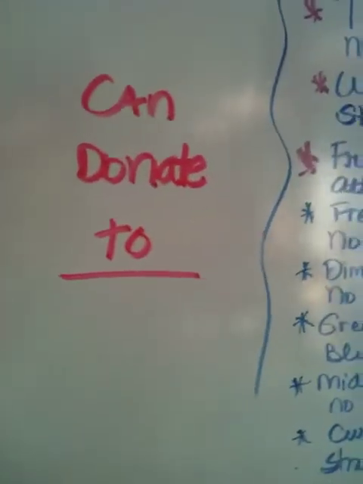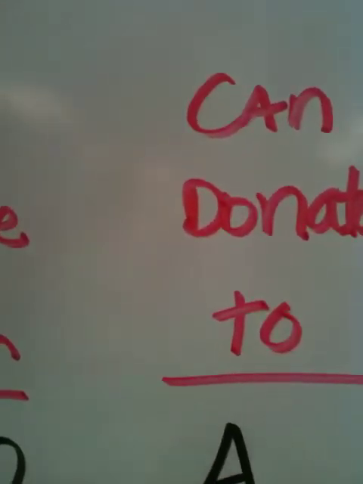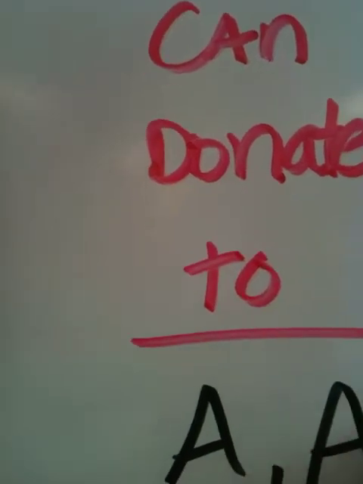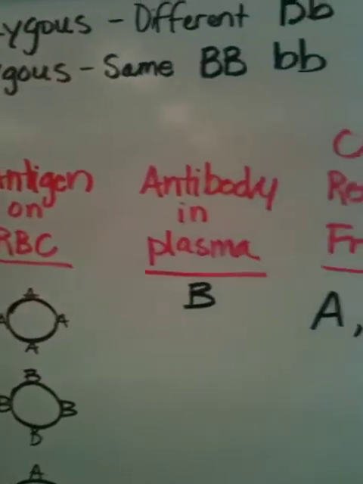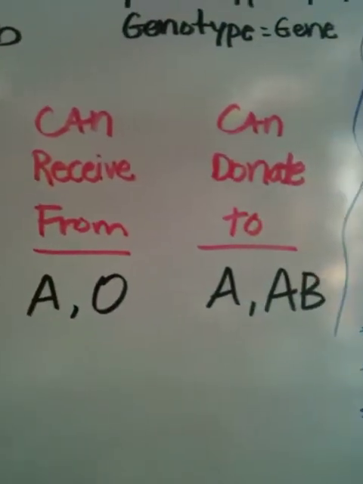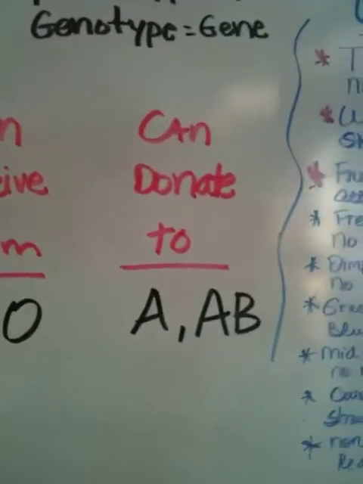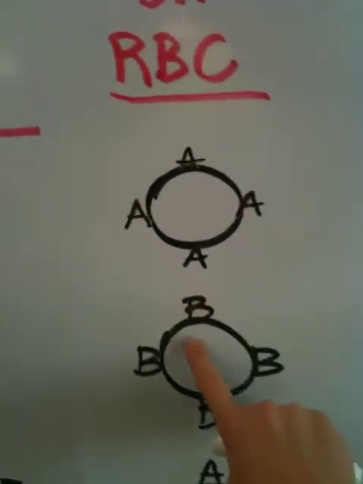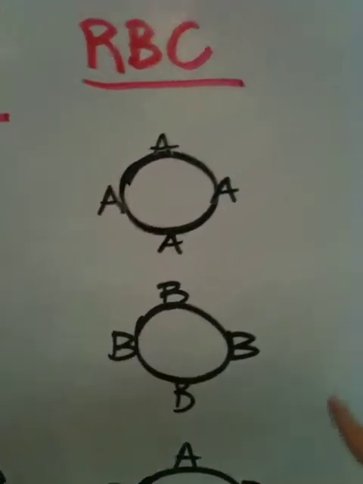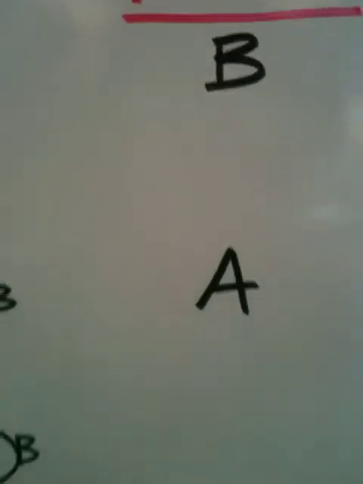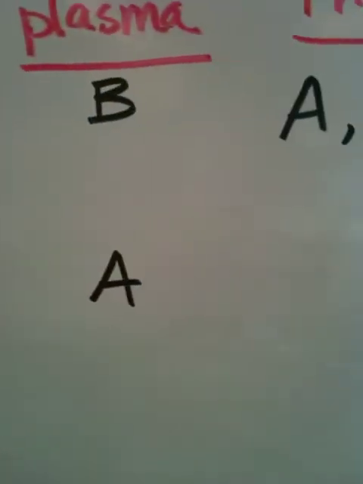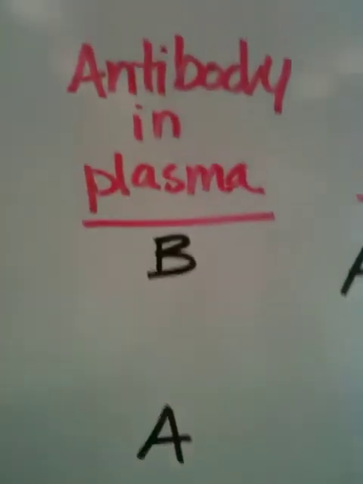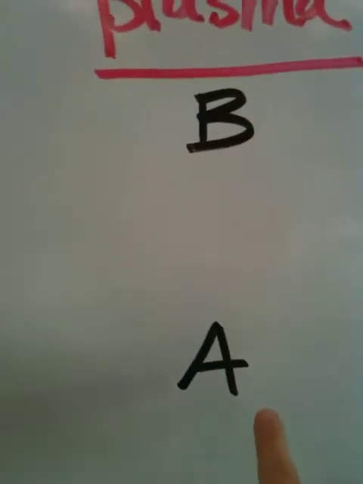The people you can donate to, well, you can donate obviously to A's, and you can also donate to AB, okay? So we'll come back to this. It'll all make sense in a minute, so just work with me here. You can receive from A and O, and you can donate to A and AB. Okay, type B. Well, he has B antigens on his red blood cell. So obviously, what does he not want in his blood? A's. B's do not want A's, okay?